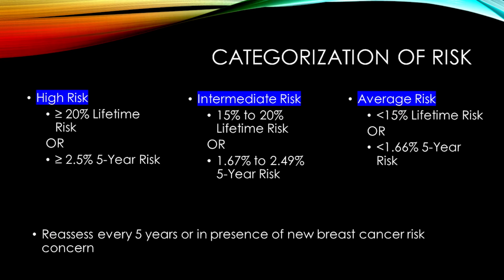Women can be classified as high, intermediate, or average risk. Screening recommendations are clear for average risk women, and high-risk women are eligible for enhanced screening and chemoprophylaxis. Less is known about how to manage women in the intermediate risk group. It is important to reassess risk every 5 years, or if there is a new breast cancer risk concern, such as a relative diagnosed with cancer or breast symptoms.